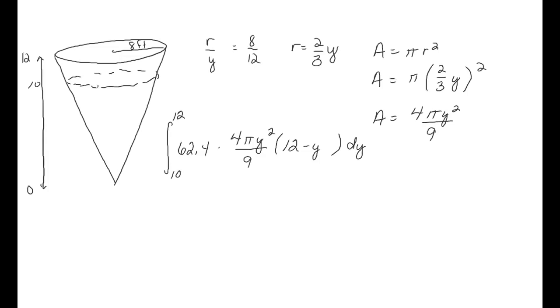Thanks, Aaron C. You got 19,865, and that would be foot-pounds. That is a multiplication sign between the 62.4 and the 4 pi y squared. Absolutely. And if it wasn't there, it would still be multiplication, right? I couldn't tell if it was a minus or plus, but I just want to make sure. Okay.